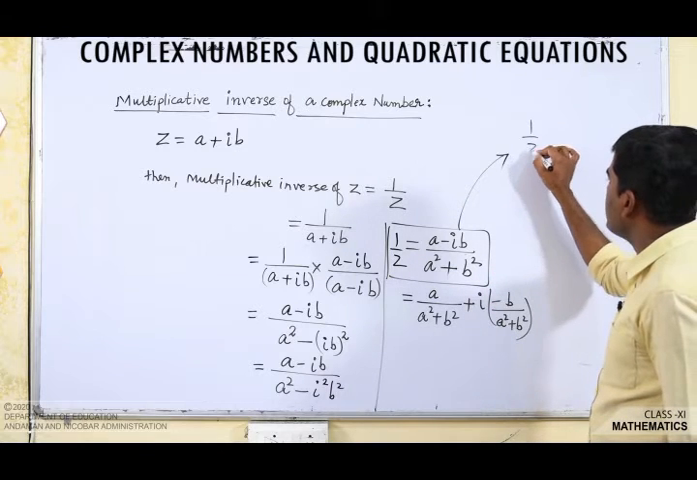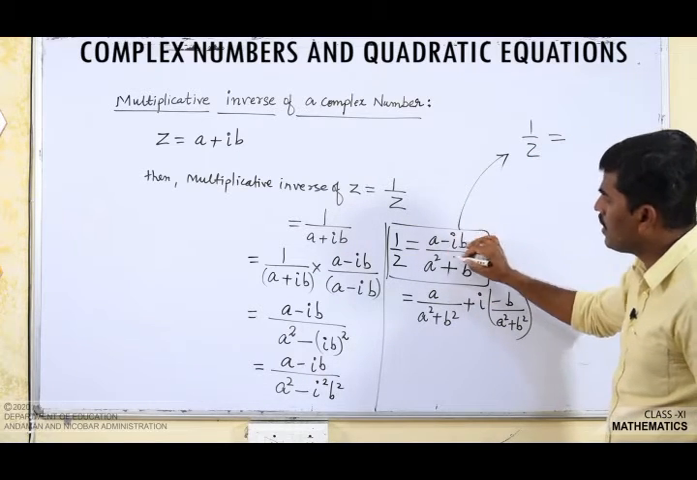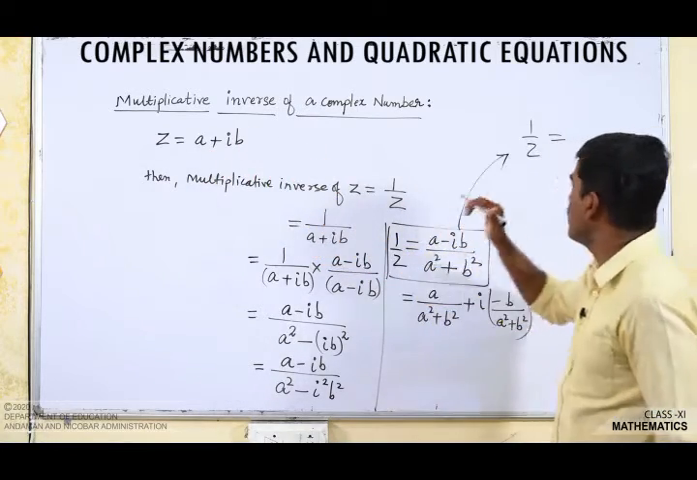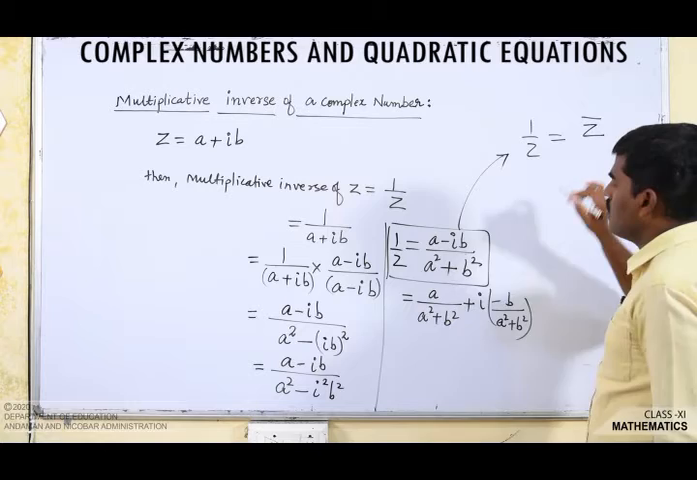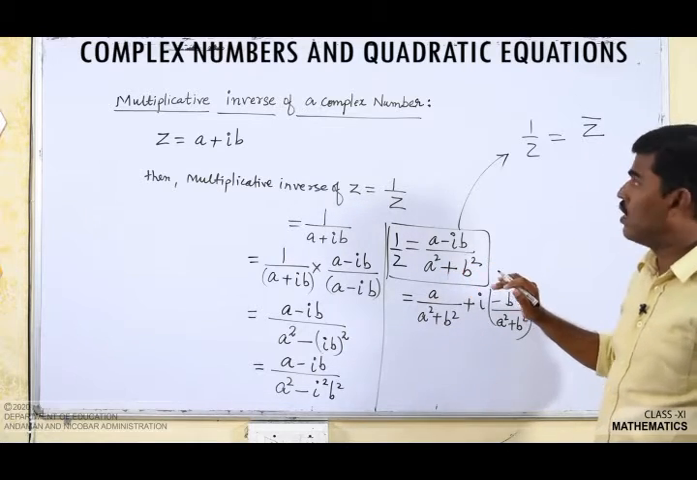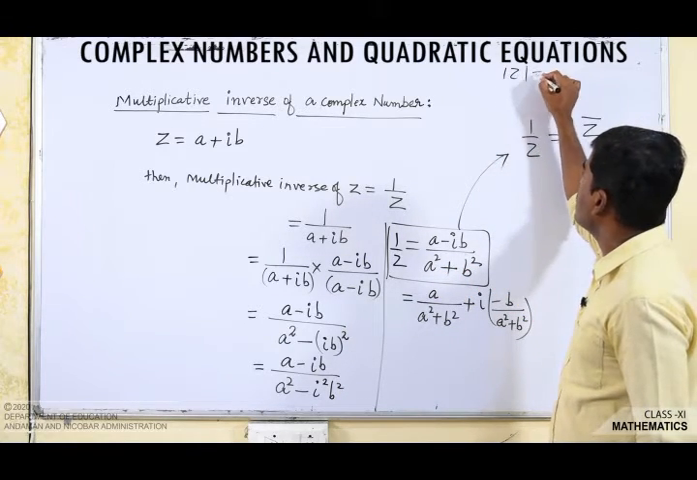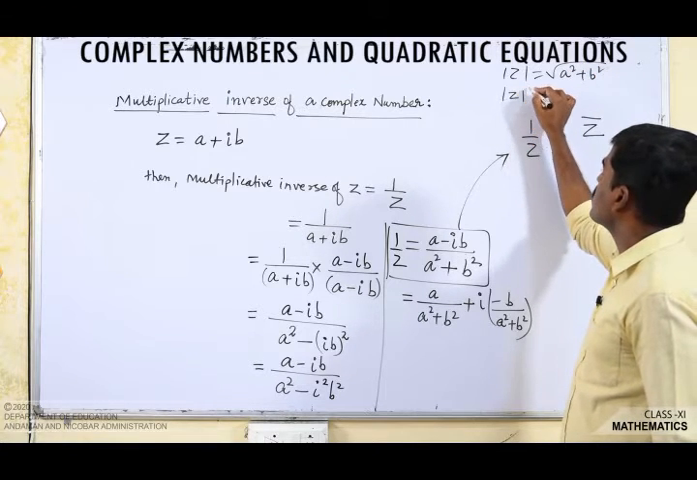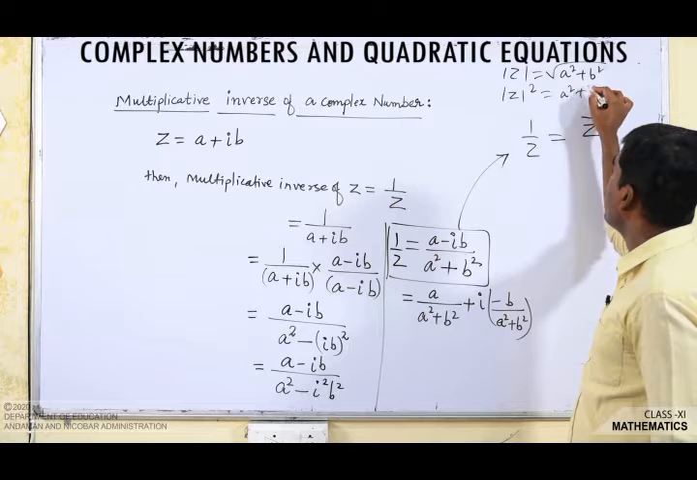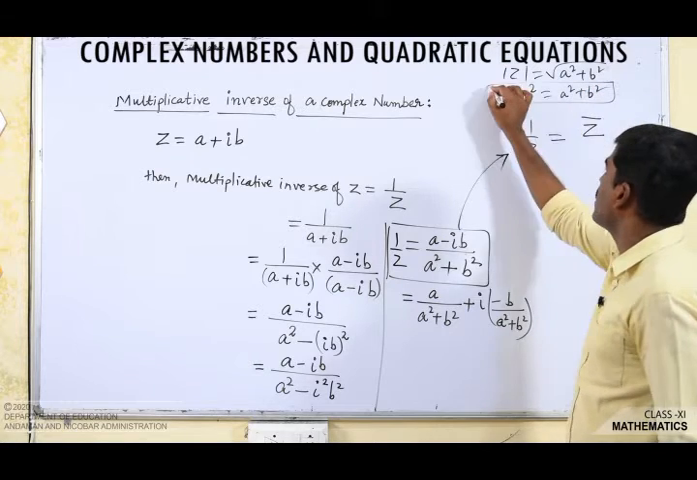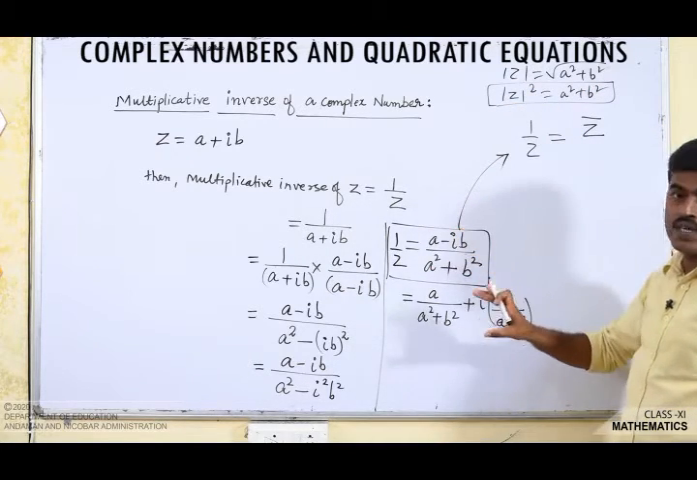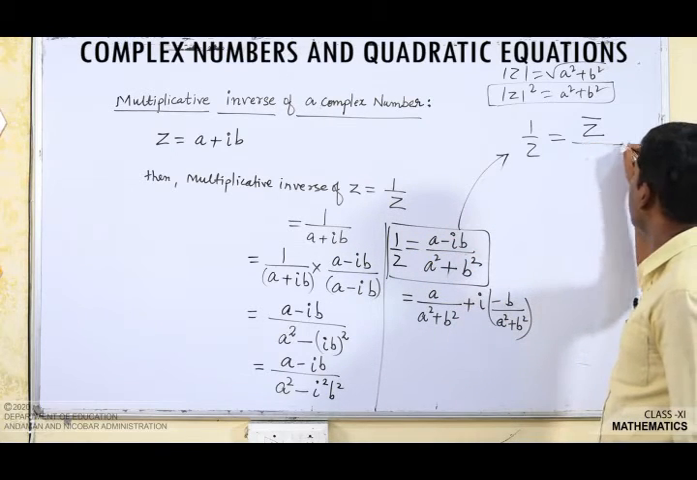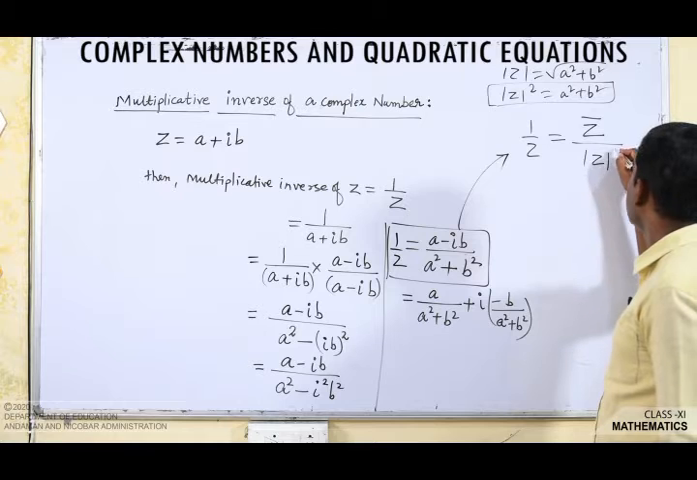So this 1 by z can also be expressed as, what is a minus ib? A minus ib is the conjugate of this complex number, so it can be written as z bar. And what is a square plus b square? We know that modulus of z equals root over a square plus b square, so mod of z square equals a square plus b square. So using this result, this multiplicative inverse can be expressed as 1 by z equals z bar divided by mod of z whole square.